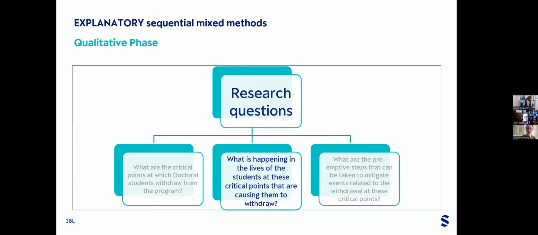Now, as we move on with this explanatory sequential mixed methods study, remember, as Merle said, this is essentially a retrospective study. And once the quantitative portion has been conducted initially, the researcher would then move to the next phase, which is the qualitative phase. And in the qualitative phase, the research question is, what is happening in the lives of these students at the critical points that are causing them to withdraw from their program of study? So remember, we're now looking at a qualitative question.